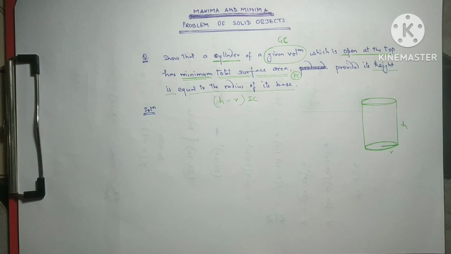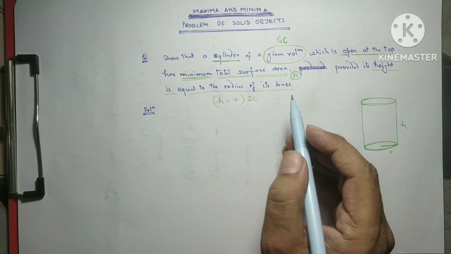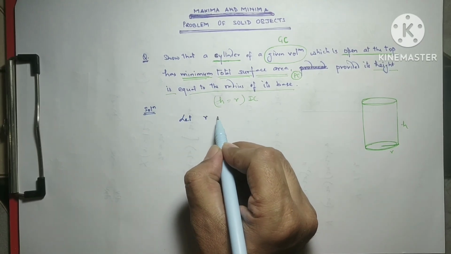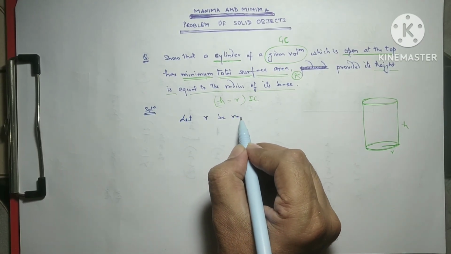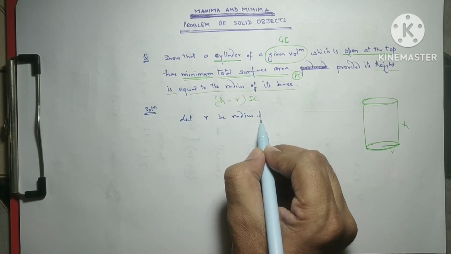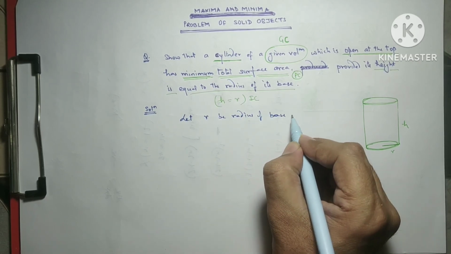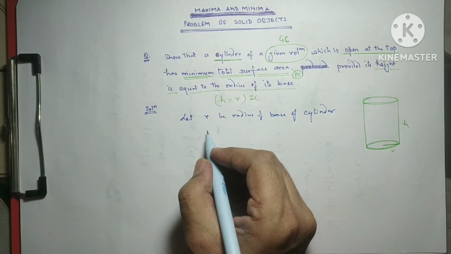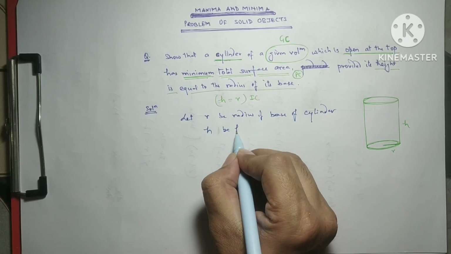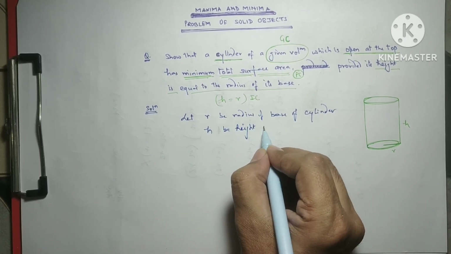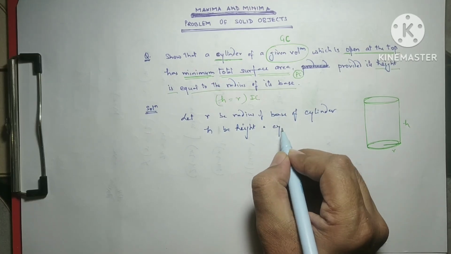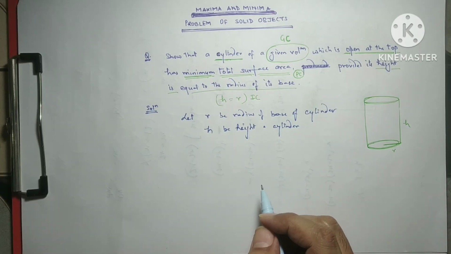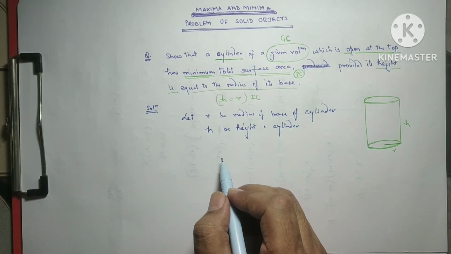So according to this, from the equations, we have a given volume. So let r be the radius of the base of the cylinder, and h be the height of the cylinder. So we have a given volume. So volume is fixed, or you can say constant.